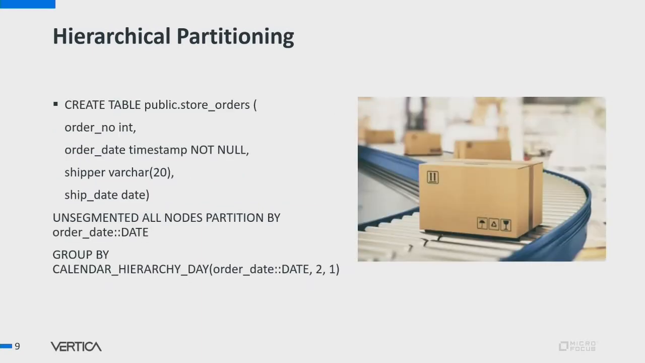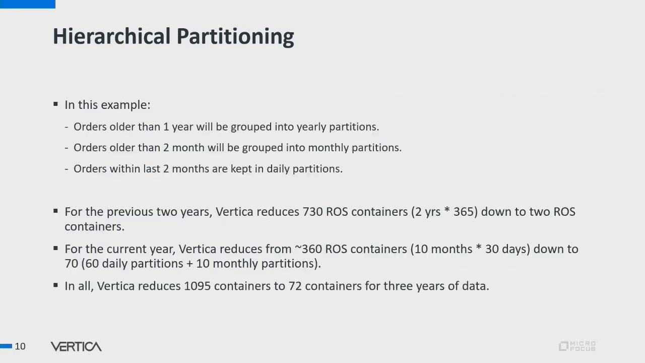So for example, we can create a table public.store orders, partition the table by date, and use the function calendar hierarchy day and specify 2 months of active data and 1 year of active data. So in this example, orders that are older than 1 year will be grouped into yearly partitions. Orders that are older than 2 months will be grouped into monthly partitions. An order within the last 2 months will be kept in daily partitions.